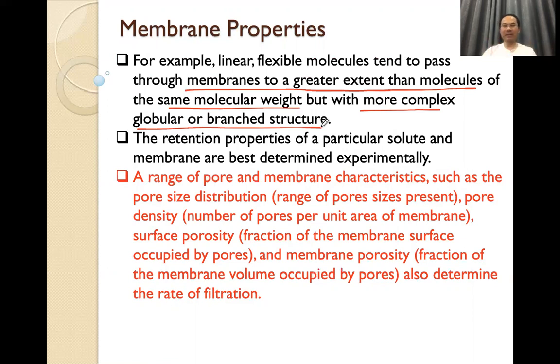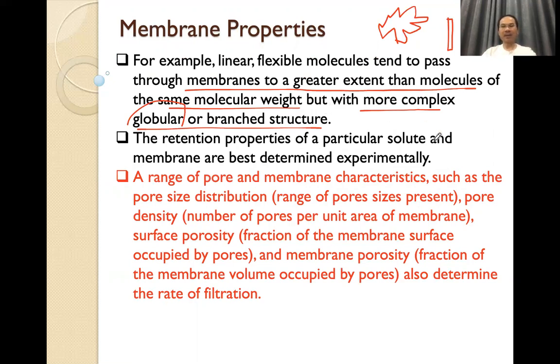If the molecule is a complex globular or branched molecule, like a protein molecule, it is difficult to pass through a membrane, but linear molecules pass through easily. If you compare with a complex molecule, this also affects the membrane separation. Mostly the retention property of the solute particle and membrane are determined experimentally.